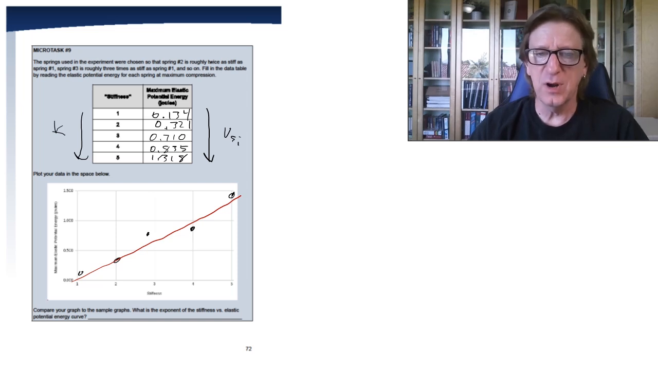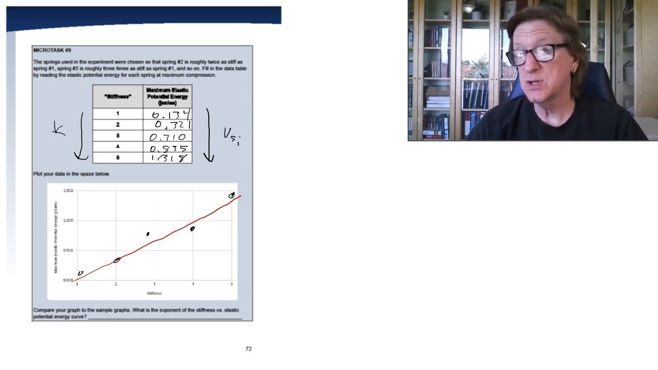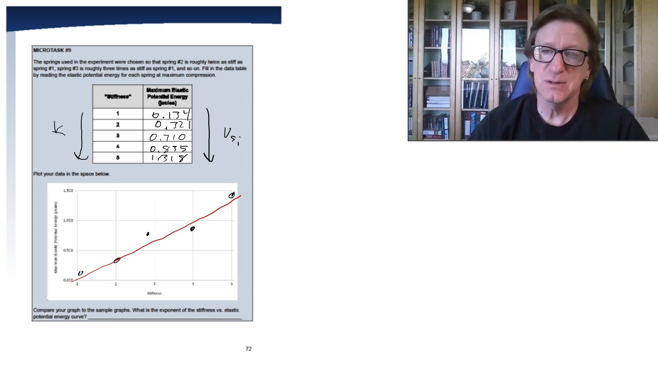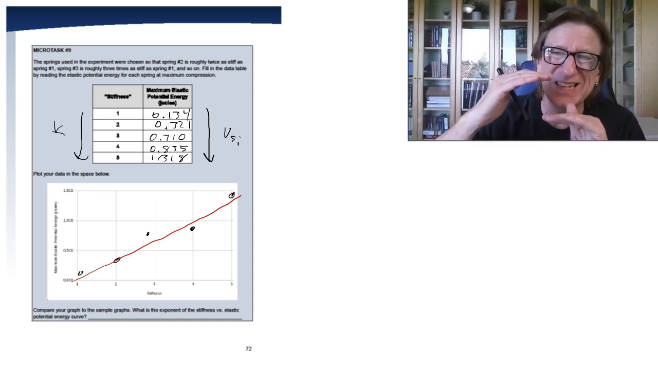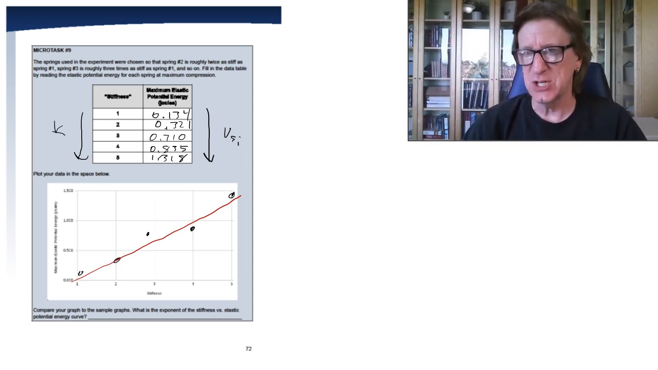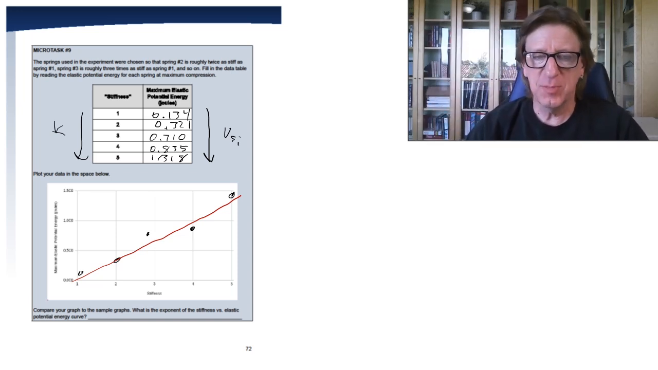And yeah, we're not exactly on there. That's because there's always going to be noise in your data. Maybe you didn't compress it to exactly the same distance each time. You just did it close. But we can see that that's going to be linear, where linear means to the first power. So since it's to the first power, let's go to the next page.